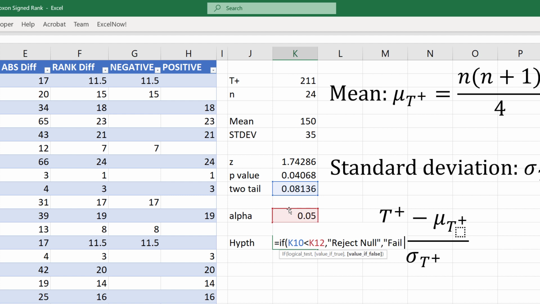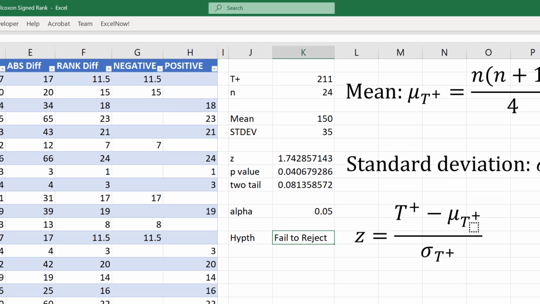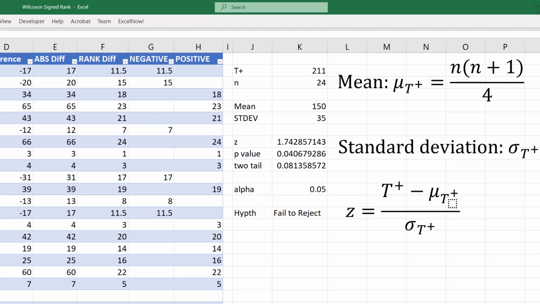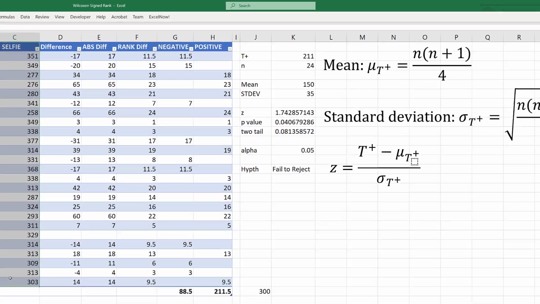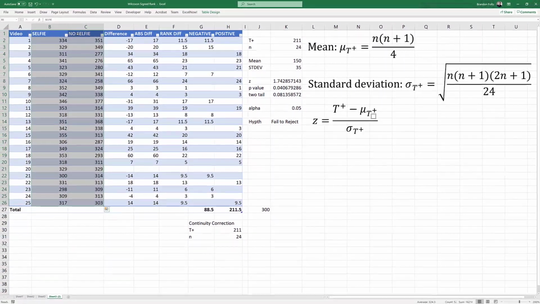Otherwise, fail to reject. Close the quotes, enter. So in this case, we fail to reject. Notice that our two-tailed p-value is greater than our alpha. Therefore, we fail to reject the null hypothesis. And in this case, what we're saying is there's no statistical evidence here to say that there's any difference in the clicks between selfie and no selfie. That is the result of our test.